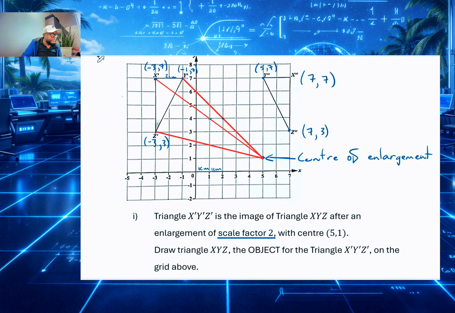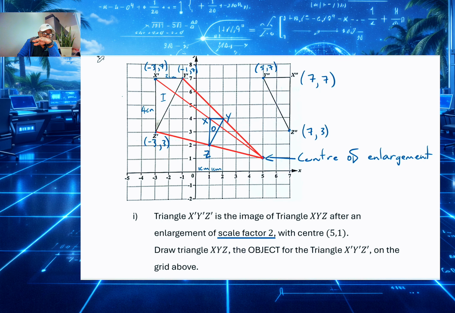So let me draw that. This will be X to Y. Boom. X to Y. So Z would be 2 centimeters down here. Okay? And then you just complete your triangle. So this is my object. So I'll put O. This is the object.